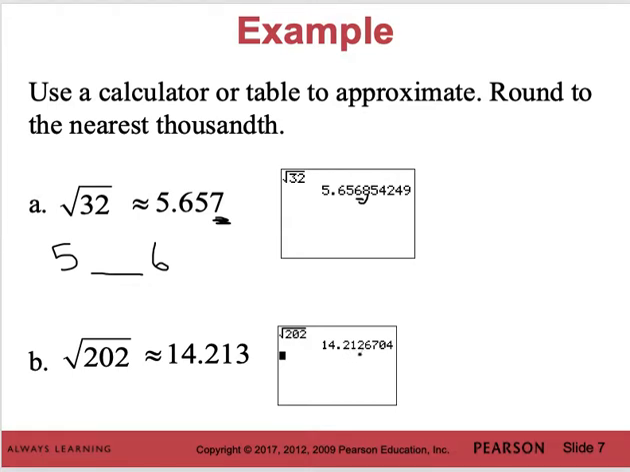Tenths, hundredths, thousandths, we have a 2. Look to the right, I see a 6. That 6 is 5 or greater, so I'm going to round up to a 3. So 14.213, or 213 thousandths, is the approximate square root of 202.